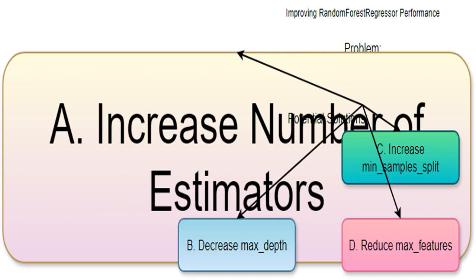More trees usually lead to better predictions because we're averaging out the results of many individual trees, making the model more stable and less sensitive to the quirks of any single tree. Think of it like getting opinions from more experts. The overall decision becomes more reliable.